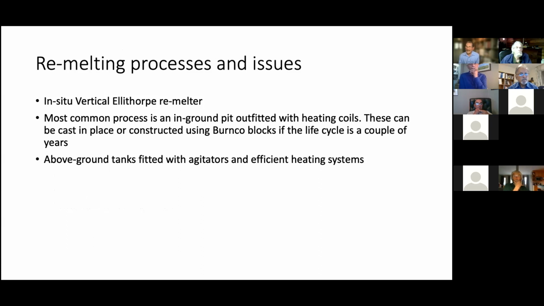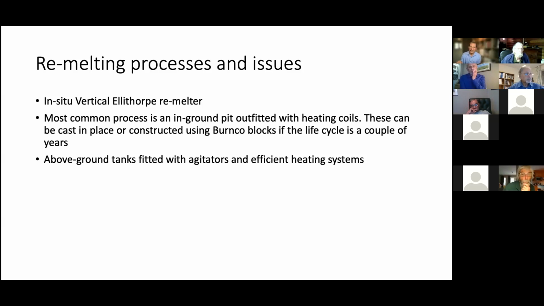These can be either cast in place. This is where, if you have a lot to be remelted, and it's going to be over a period of years, you want to build a proper pit with very thick walls. If it's a short one, a year or 2 years, you can just put burn core blocks together. But of course, you have to be aware of the things you have to do. And these have heating coils, typically serpentine. I'll show the picture in the next page.